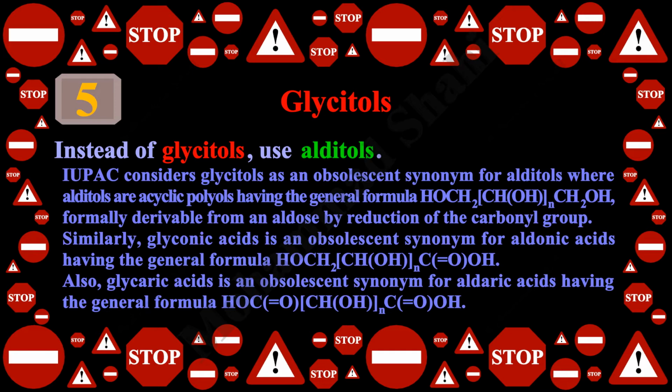carboxyl groups. In other words, reduction of the carbonyl group of aldoses produces alditols, not glycitols. Oxidation of the aldehyde function of aldoses produces aldonic acids, not glyconic acids. And oxidation of both terminal carbon atoms of aldoses to carboxyl group produces aldaric acids, not glycolic acids.